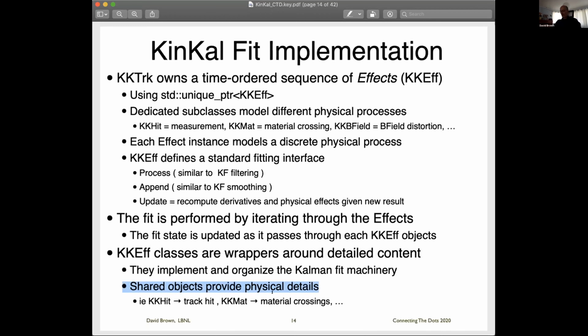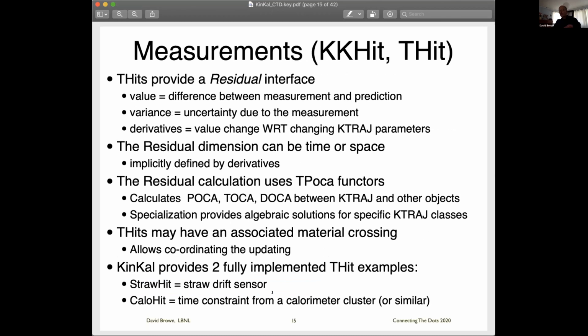And I'll say more about those. So the hit, for instance, the actual hit representation in the Kinkal package is a time hit or a track hit. Its job is to provide a residual, which is just a value, a variance, and a derivative whose dimensions can be either time or space. There's no specification. It's implicitly defined by the derivatives. So its impact on the track fit is defined by these derivatives.